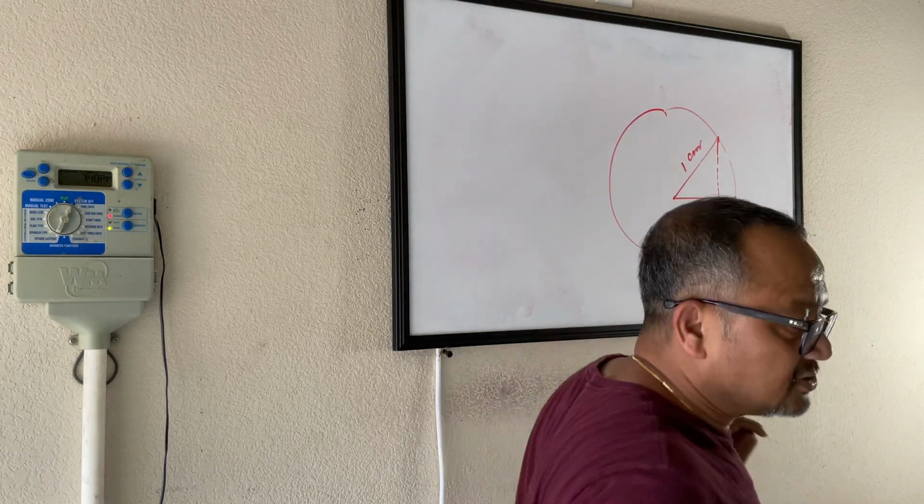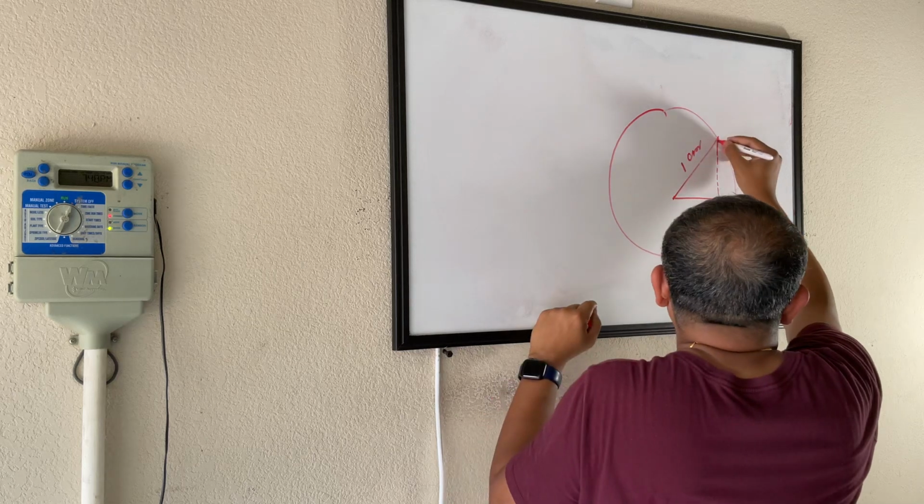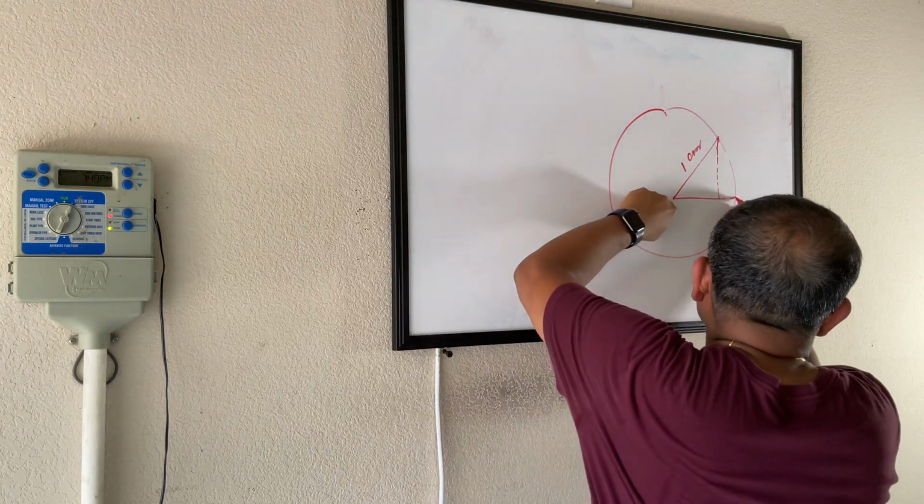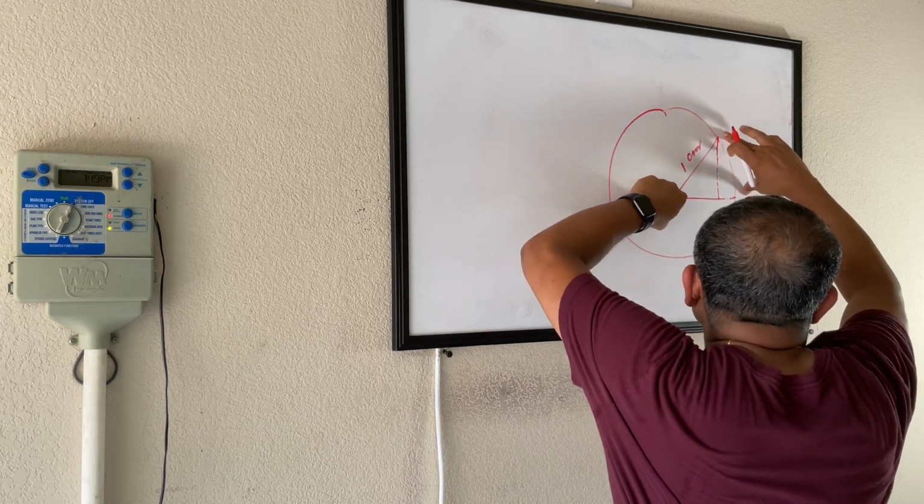Okay. Now this looks better. So what did I do? I dropped the perpendicular from this point. So this is my radius and this is also my radius. These are 2 points on the perimeter. Okay.